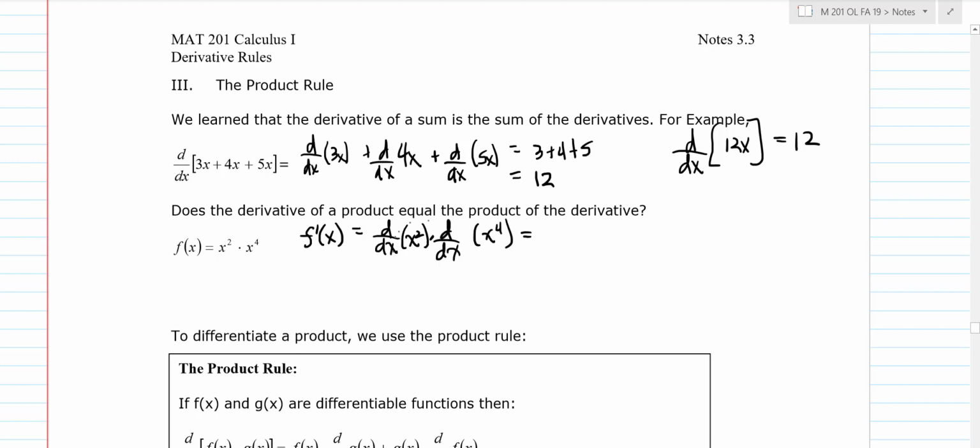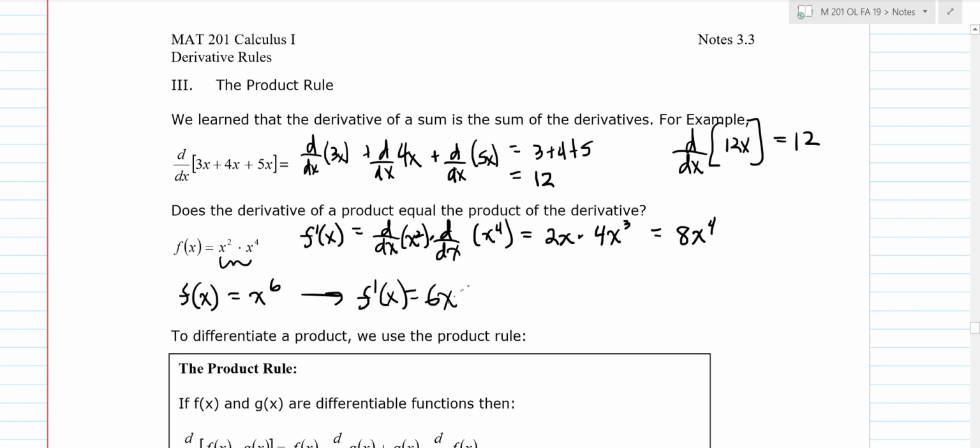All right, well, we know the derivative of x squared is 2x. We know the derivative of x to the fourth is 4x to the third. So multiplying that together, you would get 8x to the fourth, 2x times 4x to the third. Well, let's try it this way, because this would be correct algebraically. If we put that together, we add the exponents, so you would really just be looking at x to the sixth. Do we get the same answer? f prime of x equals 6x to the fifth. Uh-oh, something's wrong.